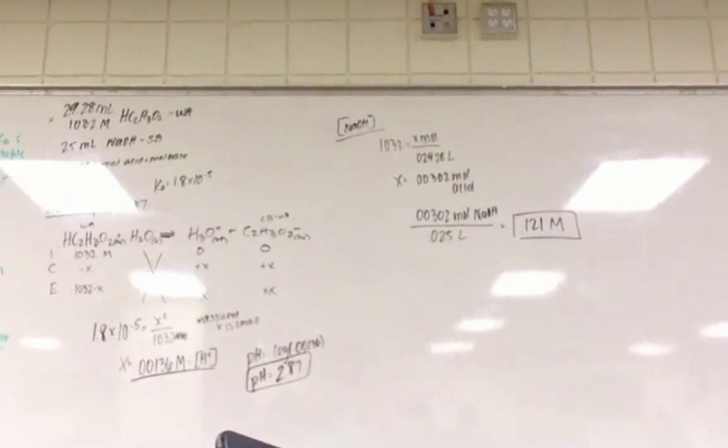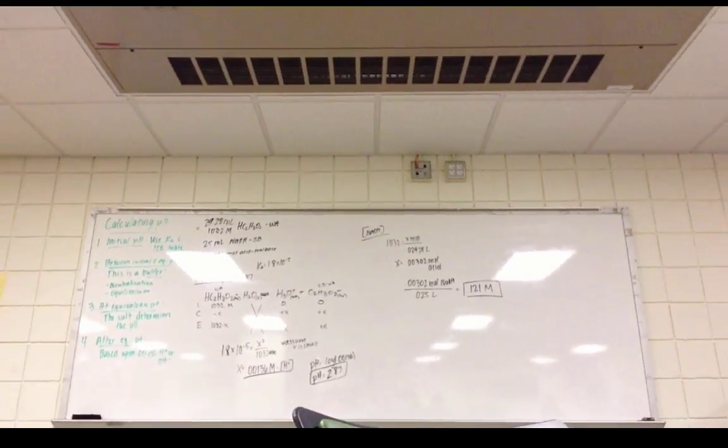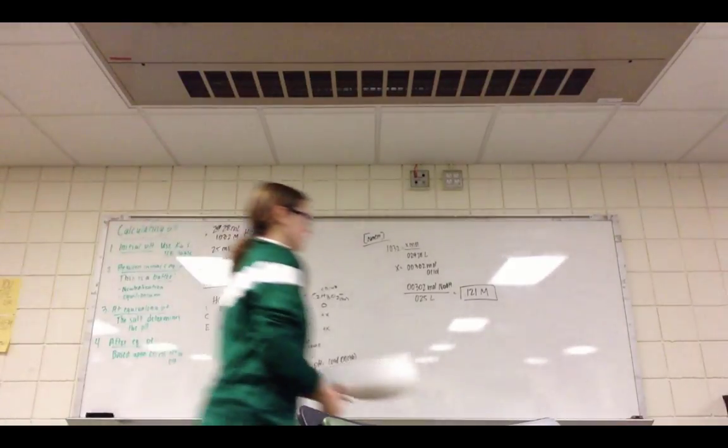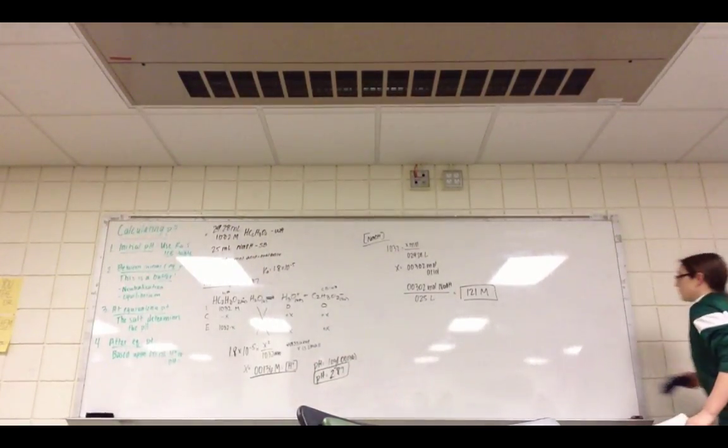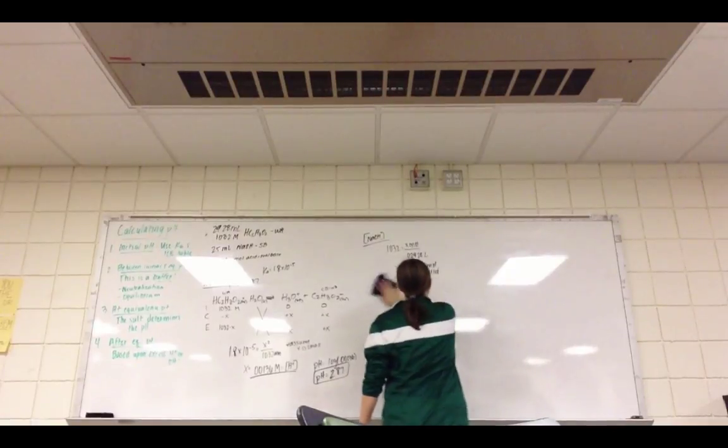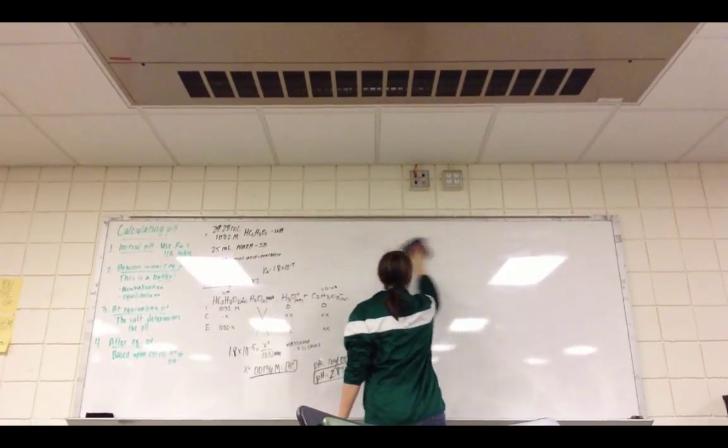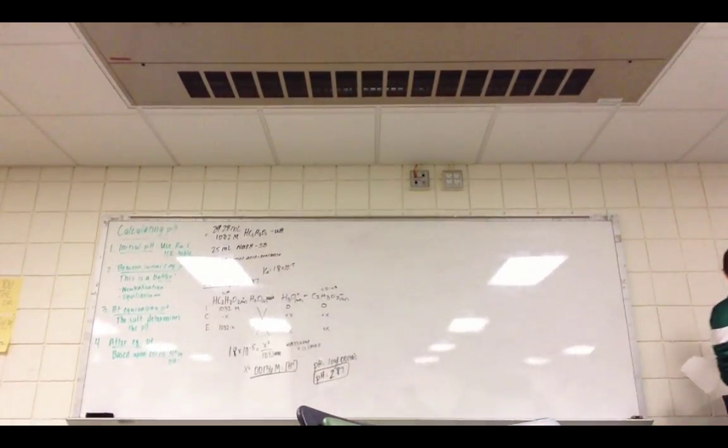So then it says, what is the pH of the solution at the equivalence point? Okay. Now is the long part. Is that all step one? So, pH at equivalence point.